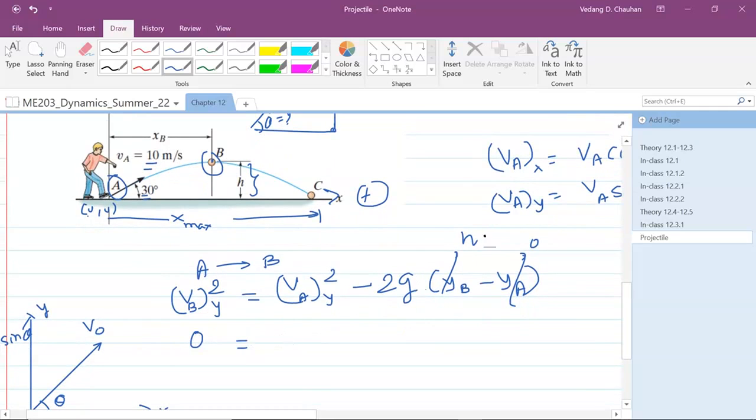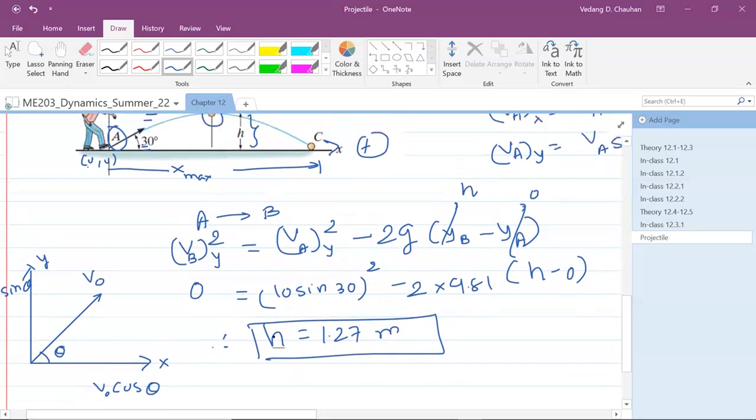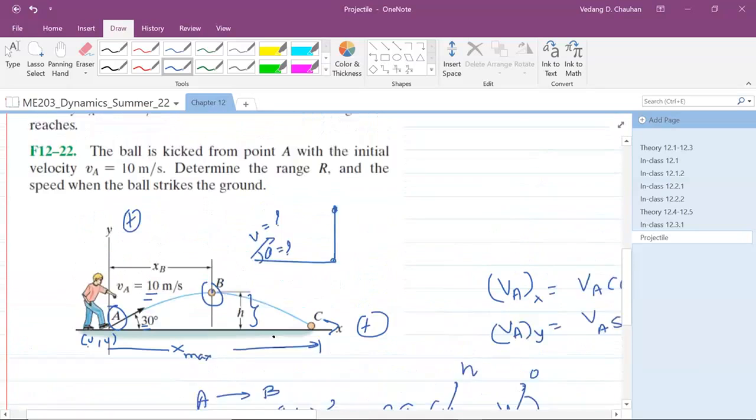This is Va sine 30, which is 10 sine 30 square minus 2 multiplied by 9.81 h minus 0. By solving this equation, we'll get the value of h, which is 1.27 meters. Okay, so we have calculated the maximum height that the ball can reach.